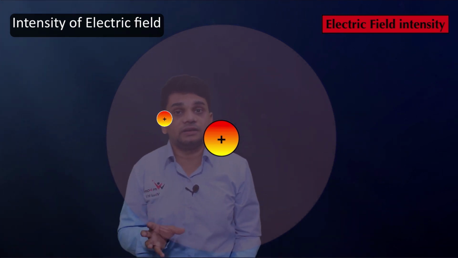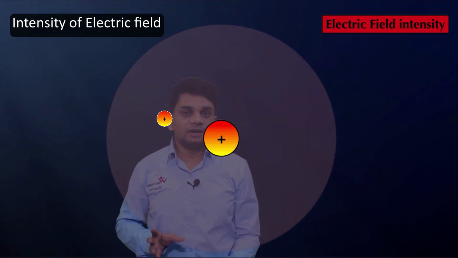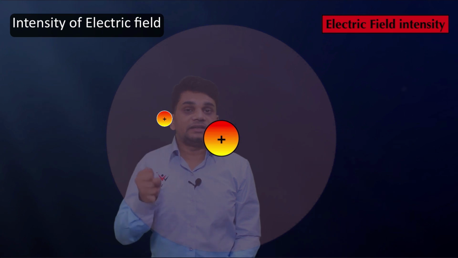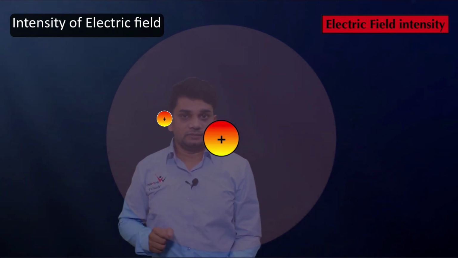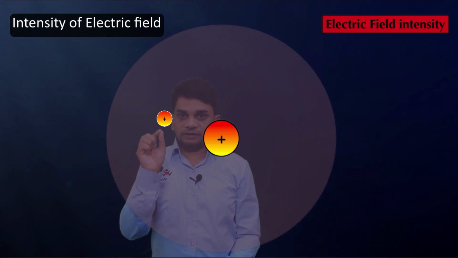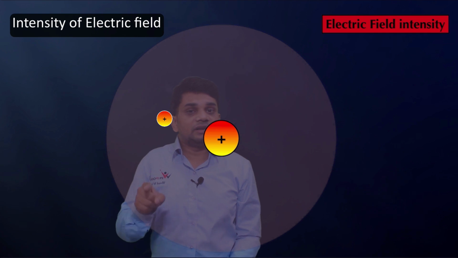When we move this charge closer to the source charge, the force of interaction is increasing. Why is it increasing? The reason is very simple. Near this charge, the intensity is more. So intensity is related to force. If we place a charge here, that charge experiences more force, which means the intensity is more.